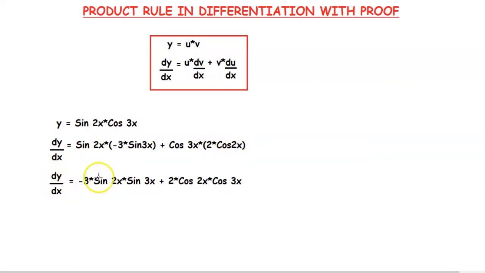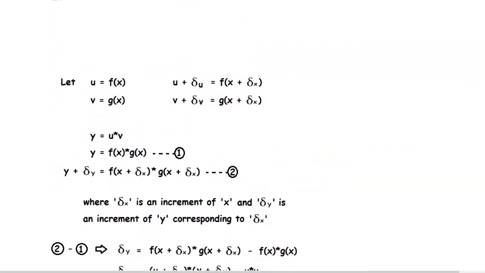So finally we get our answer as minus 3 multiplied by sine 2x multiplied by sine 3x plus 2 multiplied by cos 2x multiplied by cos 3x. So this is our final answer. So now let's look into the proof of this theorem.